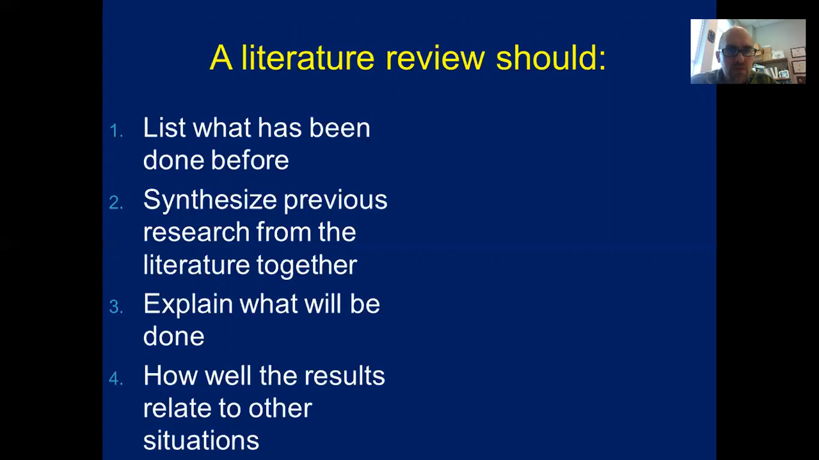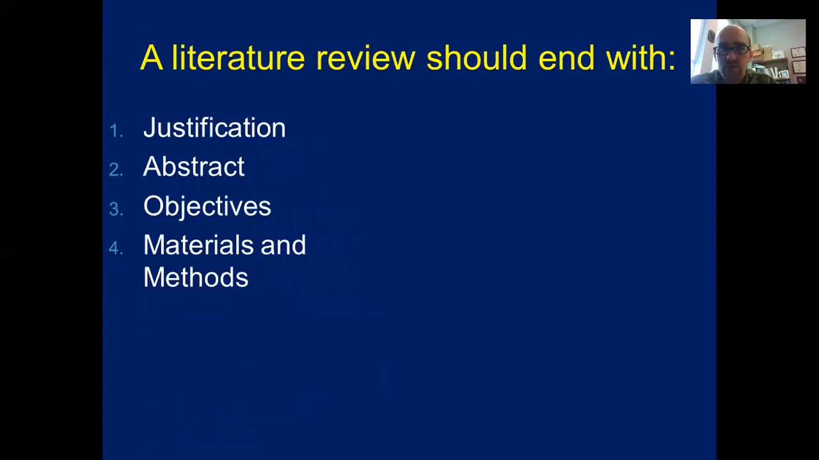And then what should a literature review do? Okay, so in this case, the correct answer is number 2. You want to synthesize things. That's the key word there, synthesize previous research. You don't want to just, like number 1, list what has been done before. You really want to synthesize it together. And so then you can have something that makes sense, that's logical, that people can follow. And then lastly, this is from before, a literature review should end with number 3, objectives.